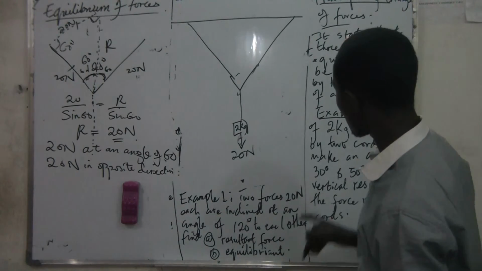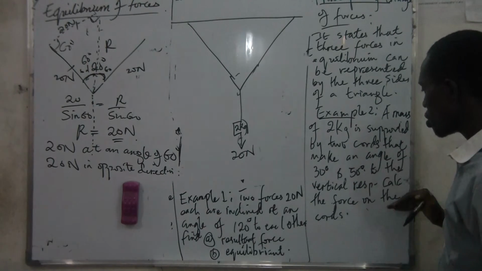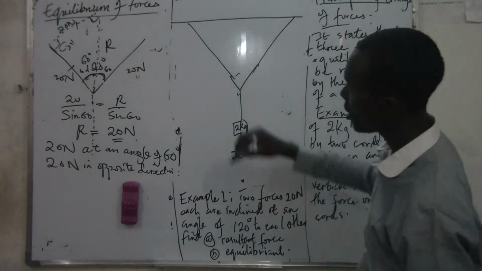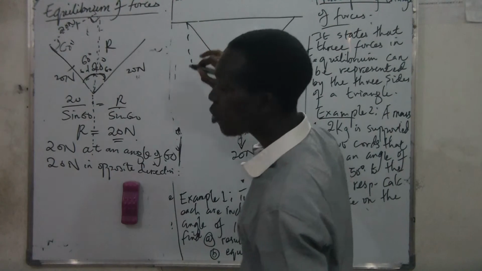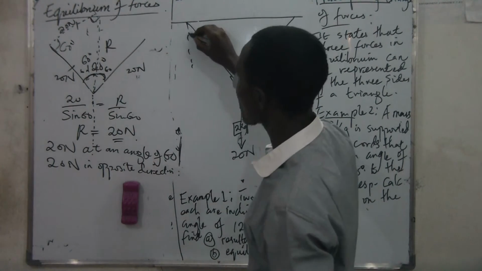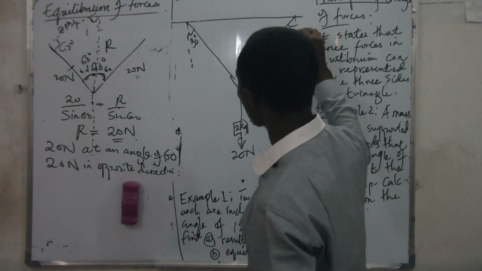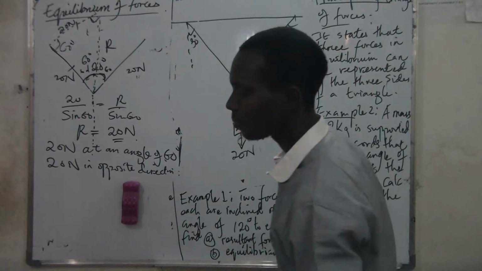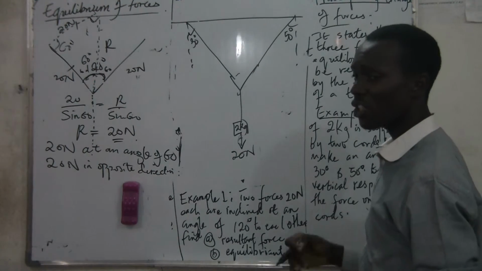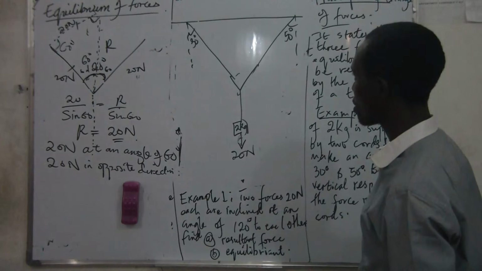And we say that the forces are inclined at an angle of 30 and 50 degrees to the vertical respectively. It means that this angle here to the vertical, that's to the straight line, not to the horizontal, is inclined at 30 degrees, and this is inclined at 50 degrees. One has to find the tension. The tension is the force on the string, the tension on these 2 strings.